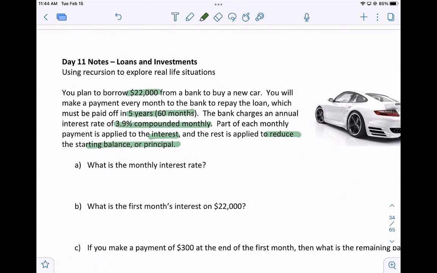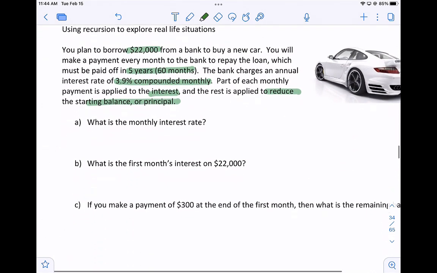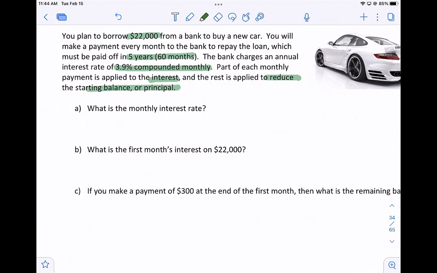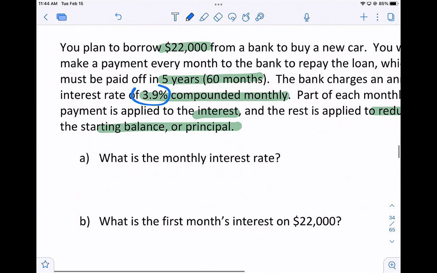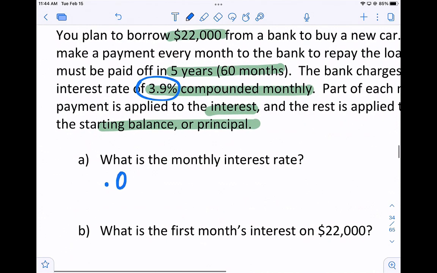So we're going to figure out what's the monthly interest rate, what is the first month's interest on $22,000, so how much is going towards the bank and how much is going towards the car. So let's talk about how we calculate that. The monthly interest rate, we're going to take the yearly rate, which is 3.9%, and change it to a decimal. So divide by 100, or move the decimal over twice. And then that's the yearly rate. So if we divide by 12, we'll get the monthly rate.